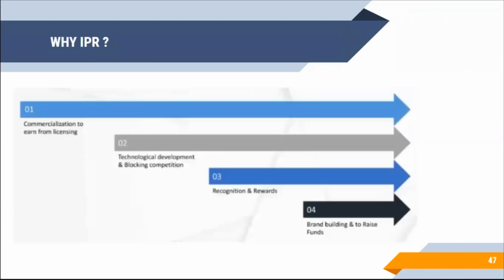So why do we need IPR? I already told you. To commercialize, we need some license, and for recognition, and if we want to get rewards out of what we are innovating and doing something new, we need to go for IPR. And when we have patents or copyrights, it is also very important for brand building.